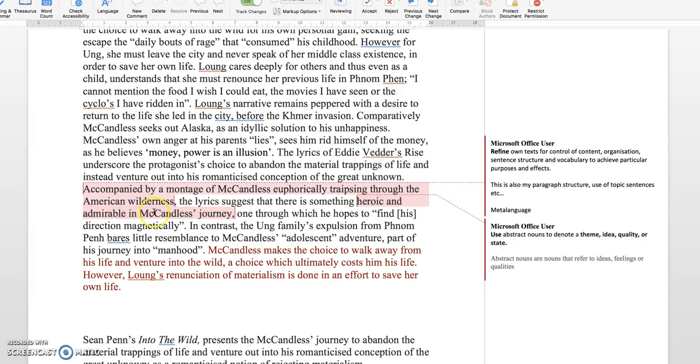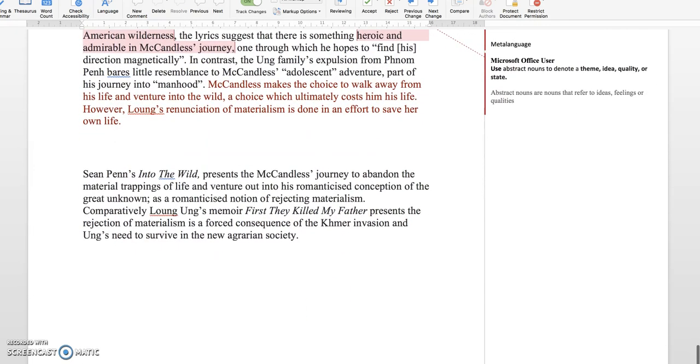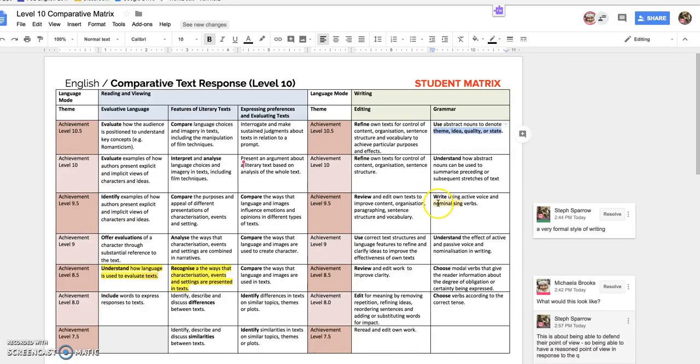McCandless is heroic and admirable. They are feelings and qualities, okay? Well, they're probably qualities, okay? So I've been able to use my abstract nouns to talk about an idea, in this case, romanticism or the presentation of McCandless, okay? So this is what your matrix will look like.